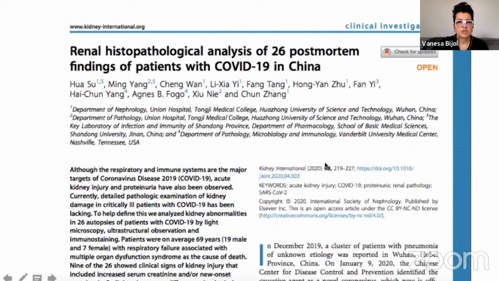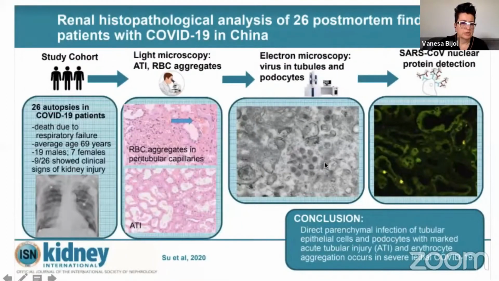And I will start by mentioning the first report, which came in February, March last year from Wuhan, China, which described 26 patients that underwent autopsies, post-mortem evaluation of the kidney tissue. And I will describe their kidney pathology on histology, on light microscopy in the next few slides, but they also described these viral-like particles as well as positive findings by immunofluorescence.